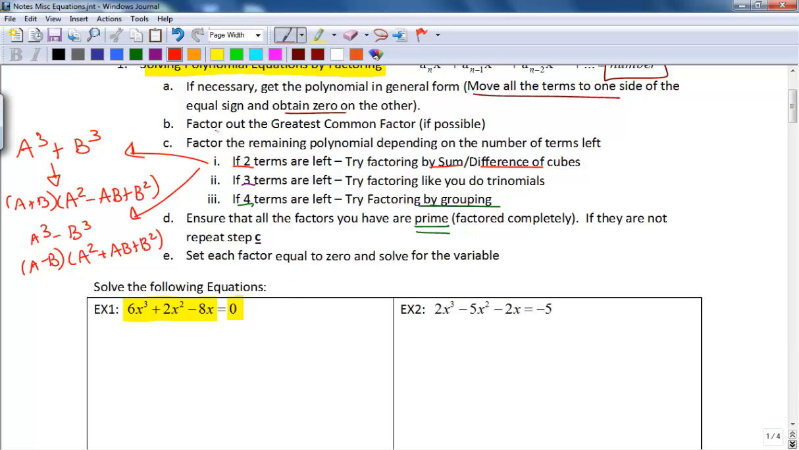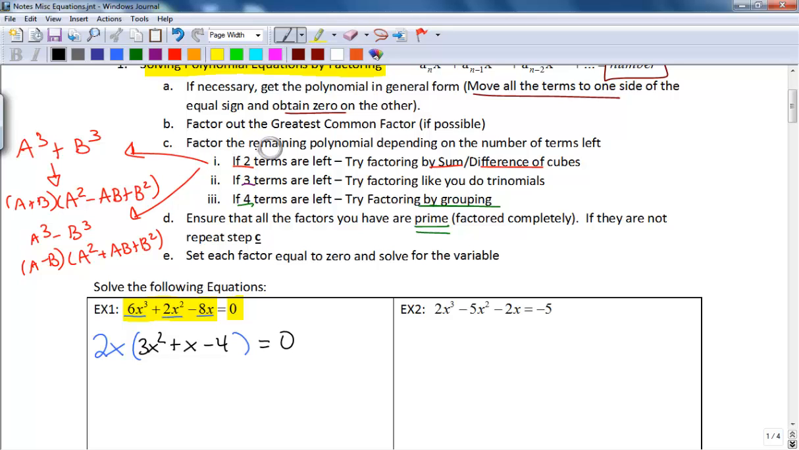Step 2 said to factor out the greatest common factor possible. We'll take a look at 6x cubed, 2x squared, and negative 8x. Do they have anything in common? They do. They have a greatest common factor of 2x. So let's go ahead and factor out the 2x. If I were to factor out the 2x, I would be left with 3x squared plus x minus 4 equals 0.